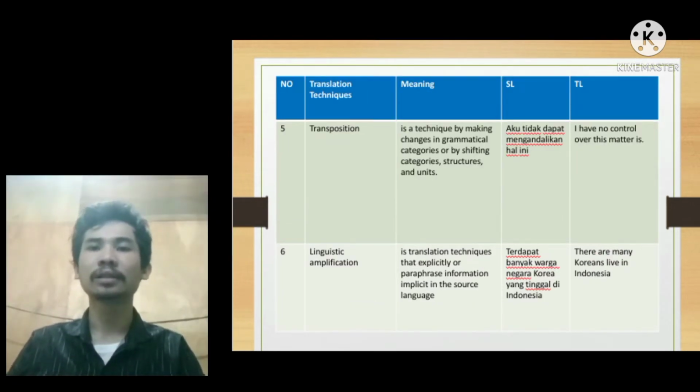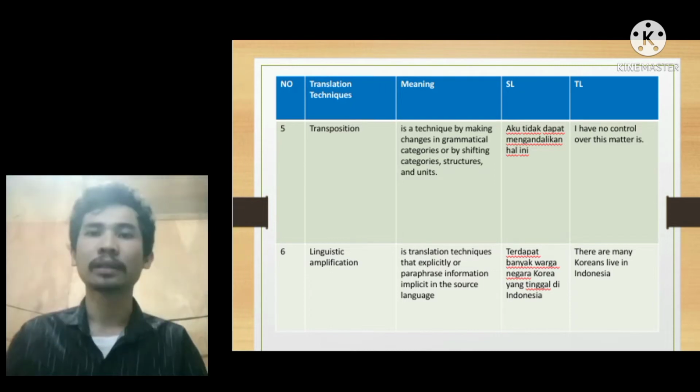And the next is transposition. It's a technique by making changes in grammatical categories or by shifting categories, structures, and units. And the source language is "aku tidak dapat mengendalikan hal ini", and the target language is "I have no control over these matters".